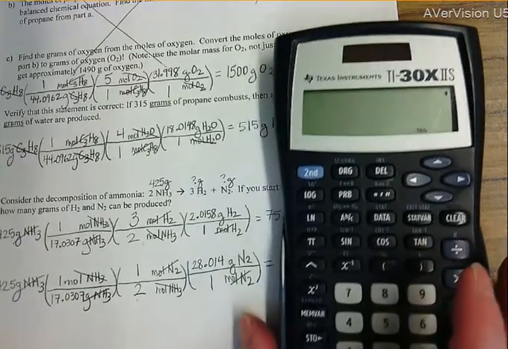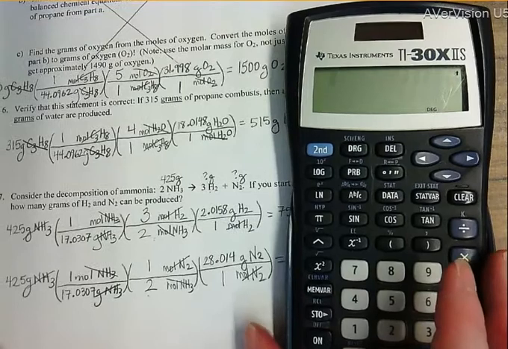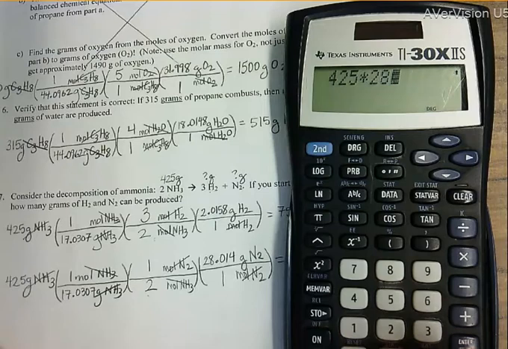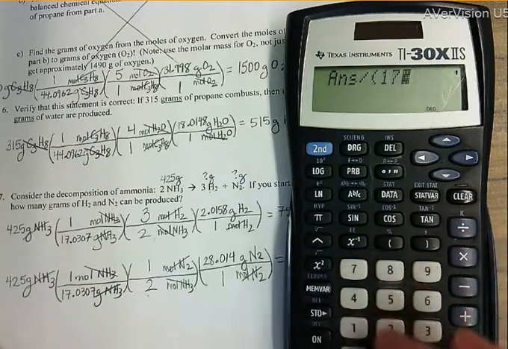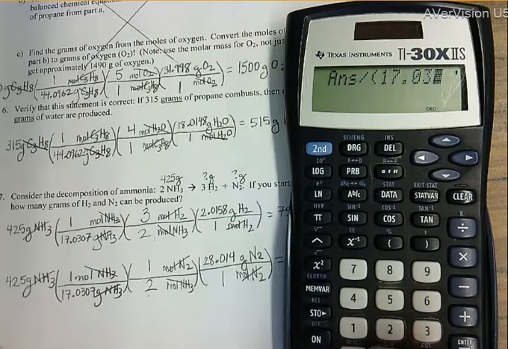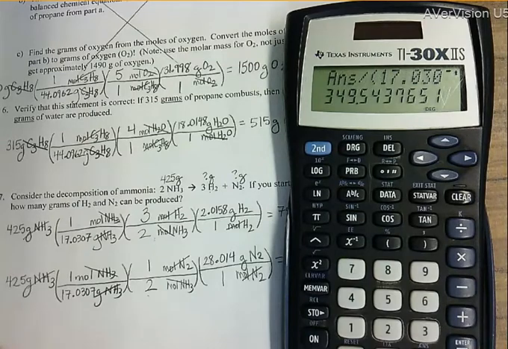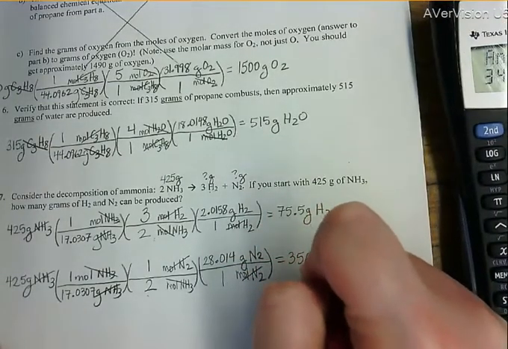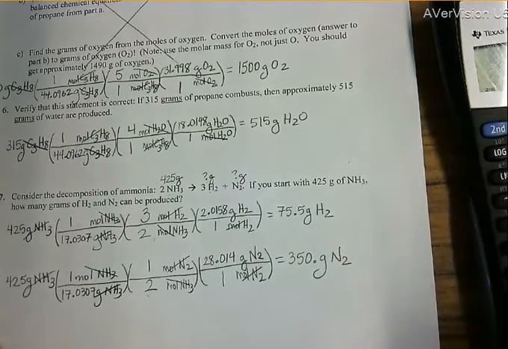So now I'm ready to do my calculation. So again, I'm going to do 425 times 28.014. Divide that by, and I'm going to use parentheses again, 17.0307 times 2. And I want to have 3 significant figures, so I have 350 with a decimal grams of nitrogen that I produce.